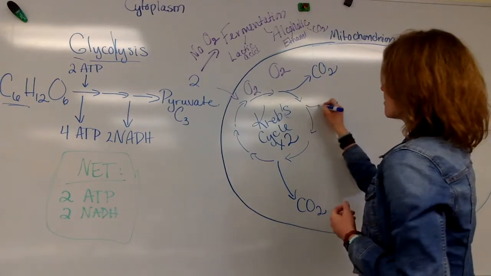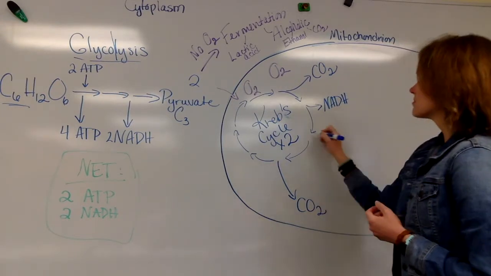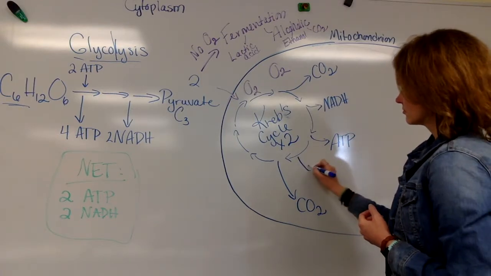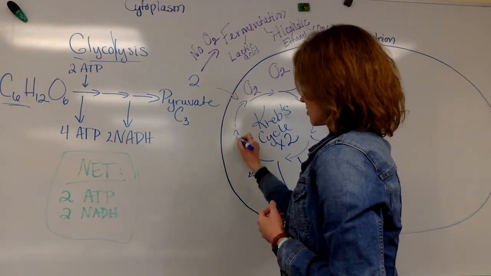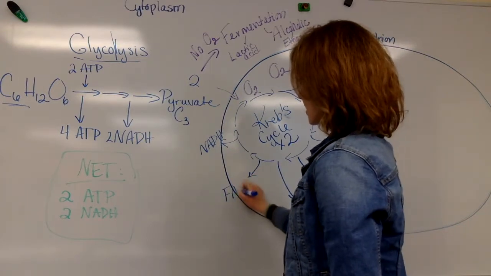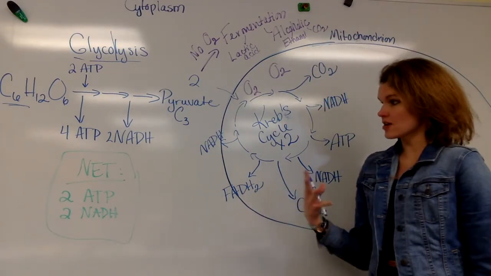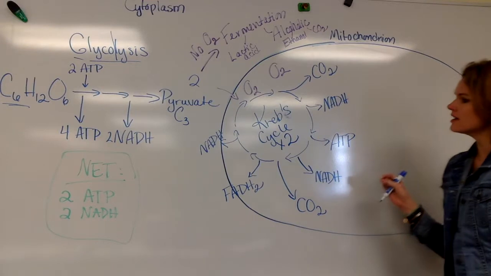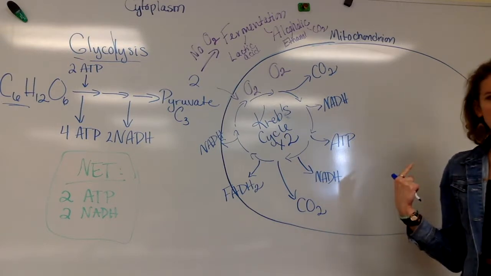We're also going to have some energy carriers be made. So we're going to make NADH, ATP, more NADH, and another energy carrier called FADH2. Now, these energy carriers are going to be carrying that energy in the bonds. Where the hydrogen binds onto these, that's where that energy is going to be carried. And it is going to be carried along the process, and it's going to be used a little bit later on.